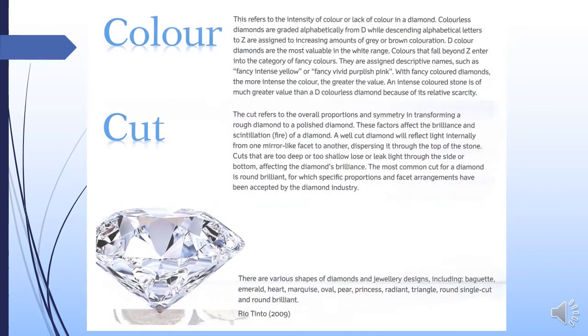Color. This refers to the intensity of color or lack of color in a diamond. Colorless diamonds are graded alphabetically from D, while descending alphabetical letters all the way to Z are assigned to increasing amounts of gray or brown coloration. D-colored diamonds are the most valuable in the white range. Colors that fall beyond Z enter into the category of fancy colors. They are assigned descriptive names, such as fancy intense yellow or fancy vivid purplish pink.